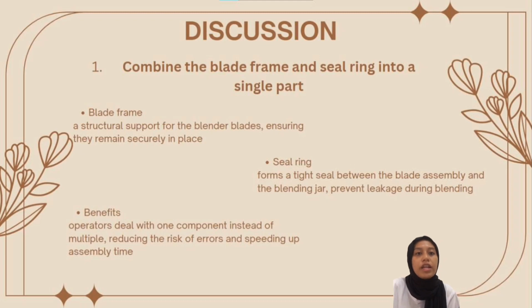Okay, first, the blade frame is a structural support for the blender blades, ensuring they remain securely in place. Meanwhile, the seal ring forms a tight seal between the blade assembly and blending jar, and it also prevents leakage during blending. And lastly, the benefit of combining the blade frame and the seal ring into a single part is that the operator deals with one component instead of multiple. Also, it reduces the risk of errors and speeds up assembly time.